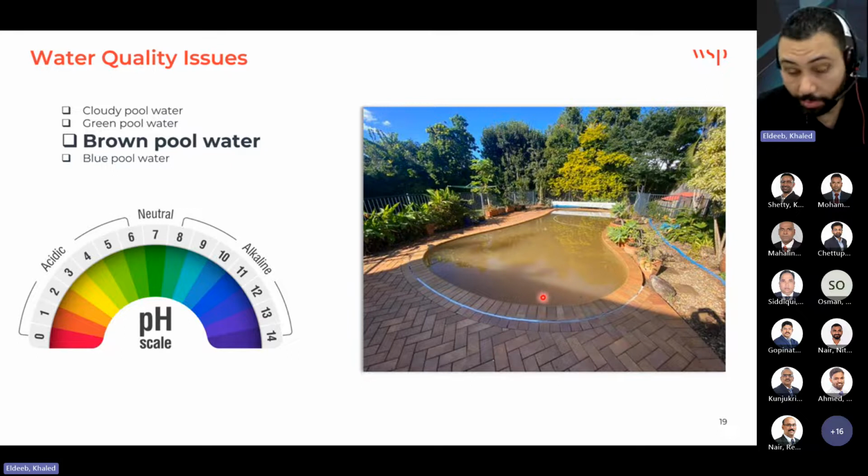Otherwise it will damage the equipment, filters, everything. So if you have mud coming after flooding, the best thing is to throw the water out. Okay. What else do I need?